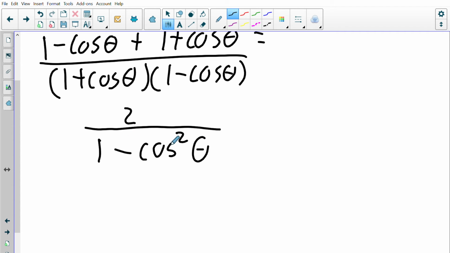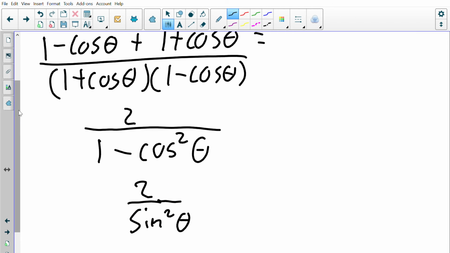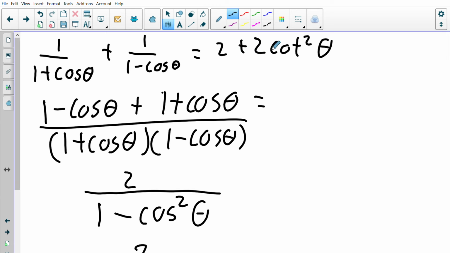Well, that is cosine squared and sine squared equal 1. So if I subtracted cosine squared to the other side, that would be the same as sine squared theta. So that just reduces this one. Let's see if it equals what I want it to equal. So let's factor out the 2 first.